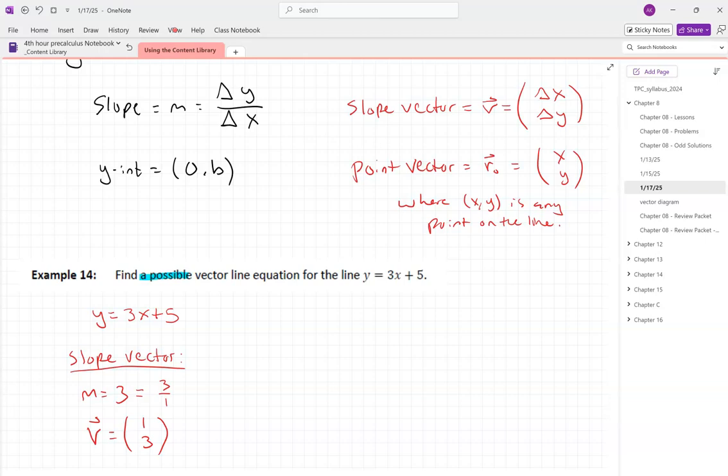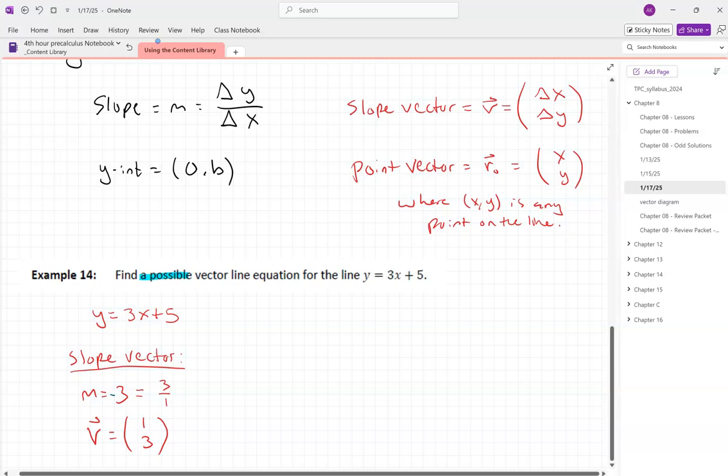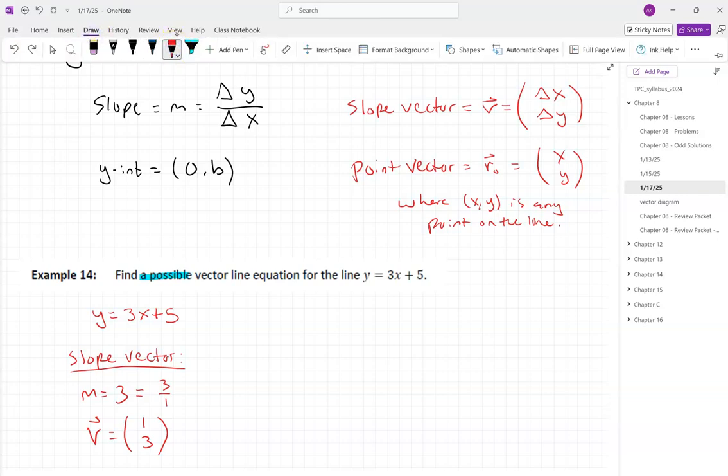Is that okay? Now, as an aside, if this was like negative 3, it doesn't matter where you put that negative sign. It could go with the 3, or it could go with the 1. Either way is fine. Just so we're cool with that. If there's a negative sign floating around, it doesn't matter what you attach it to, the numerator, denominator, the x or the y in the slope vector. It won't make any difference. Still correct. Cool so far?